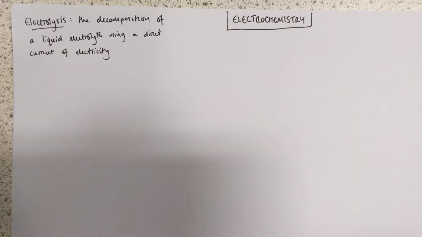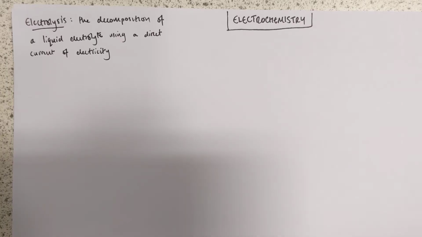Electrochemistry is all about how we can combine electricity with chemistry, or in other words, how we can use electricity to do chemical reactions for us. Now, there is a proper definition of what electrolysis is, which is what electrochemistry is about, and it looks a little bit complicated. Electrolysis is the decomposition of a liquid electrolyte using a direct current of electricity.